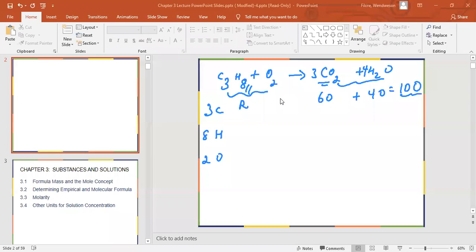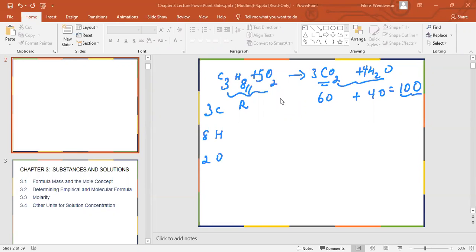So to make it equal, what number are you going to put in front of O2? 5. Okay? That's how we balance the equation.